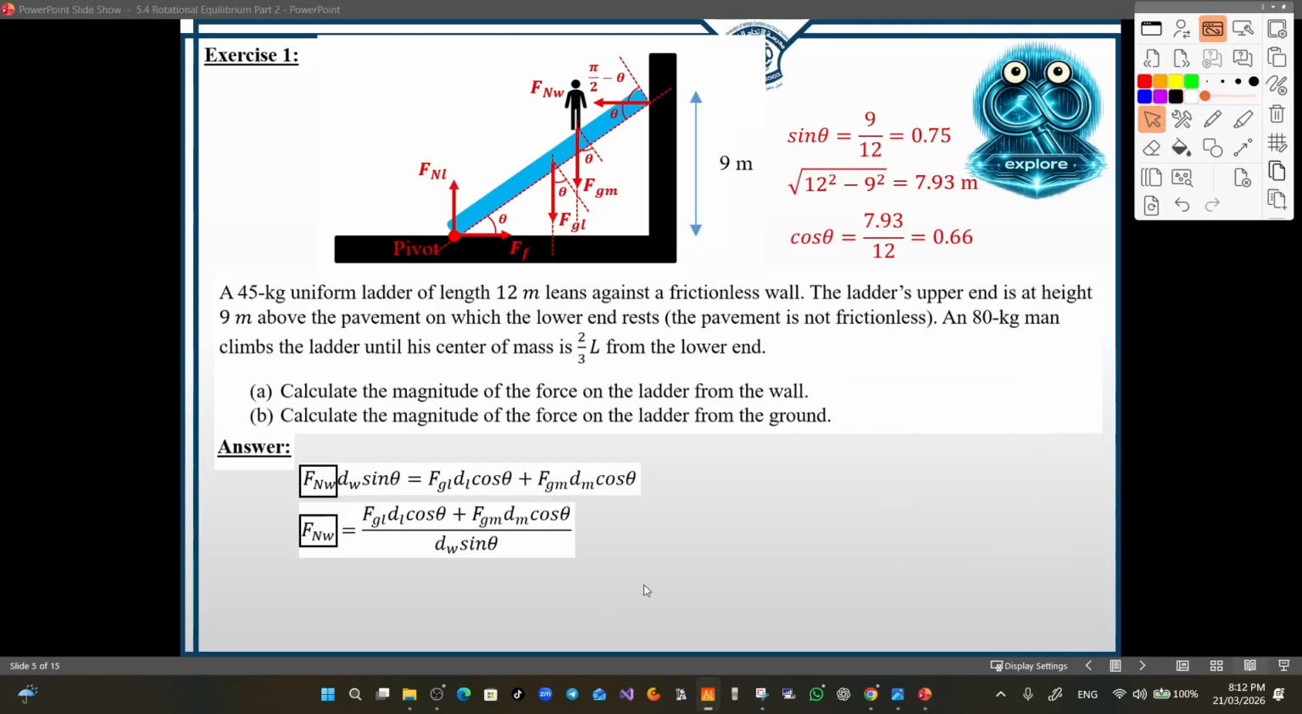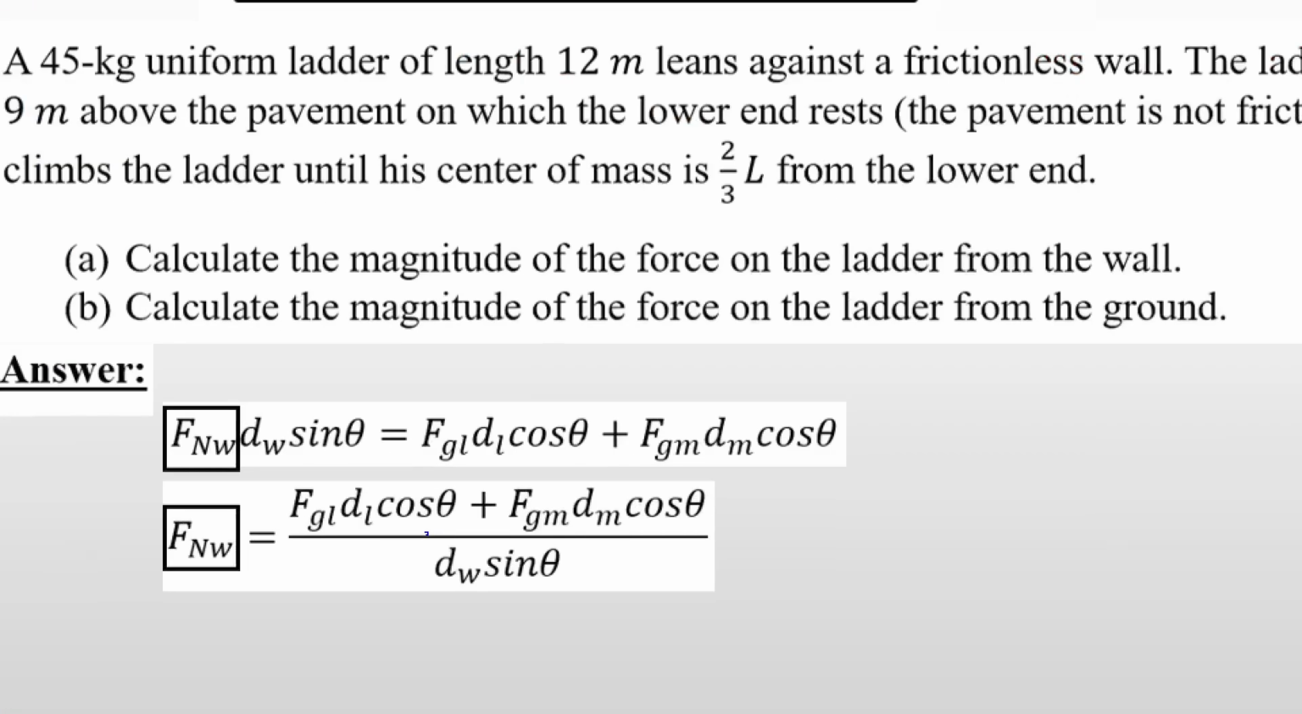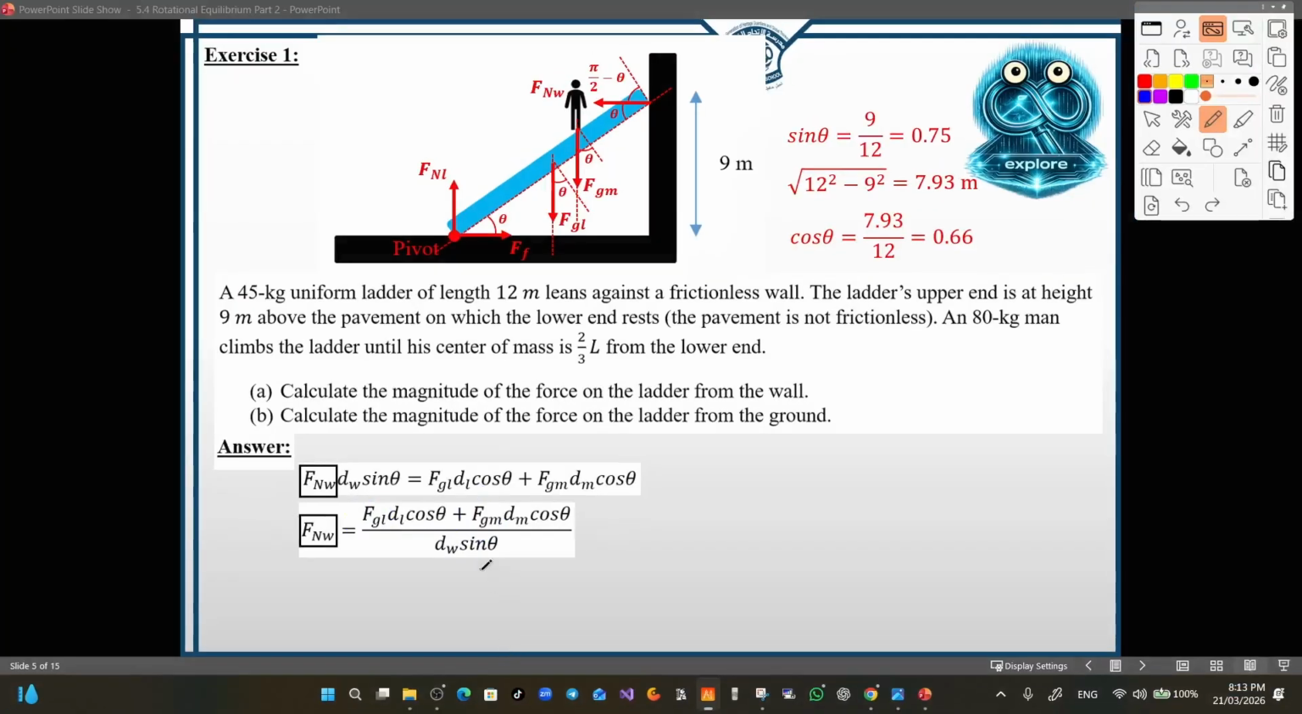Now we substitute with the given values, knowing that this and this represent the weight of the ladder and the man. Now the weight in general is given by the force of gravity, mass times gravity. Now if I want to find the force of gravity on the ladder, we just multiply the mass of the ladder, 45, times the gravity, assuming that the gravity is equal to 10. So this is going to be 450 Newton. For the man, the mass of the man is 80 multiplied by 10, so it's 800 Newton.